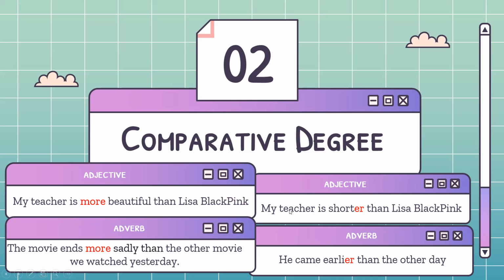Another example is my teacher is shorter than Lisa Blackpink. Do you see the difference here? This one is using more and this one is using an ER ending. Do you get the difference?